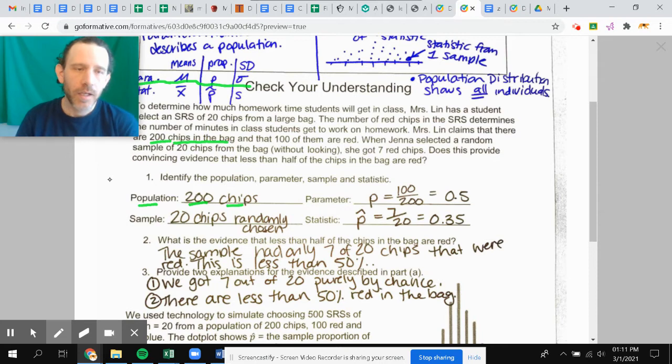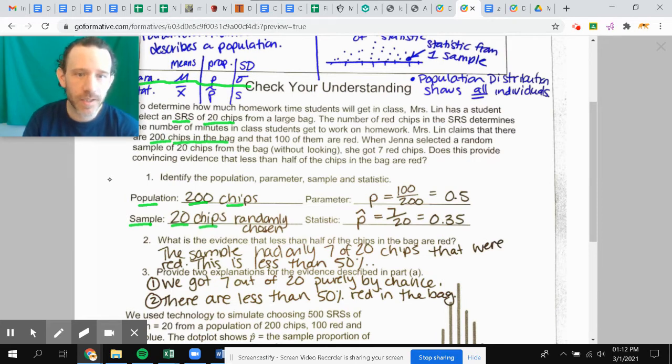Okay, and then you can go down to the sample part. When we look for the sample, you want to see the subgroup that you were selecting from that population. In this case, they gave us the type of sampling method, the SRS, and how many were taken from the bag, so we have a sample size of 20. If we have that, we want to include it. And what is it? It's 20 chips.